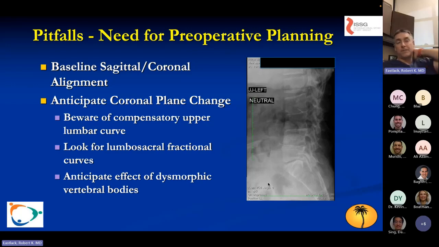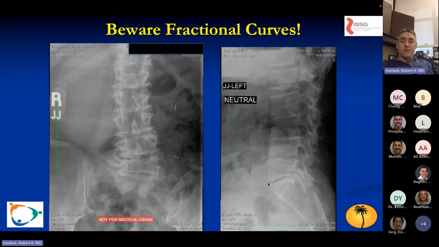You can see it sometimes on coronal MRIs. I find the coronal recons of the CT to be the most helpful in really understanding this. And I find that the radiographs often are very difficult to really ascertain this in a resolute way. So look at those coronal recons best you can to anticipate those dysmorphic bodies.